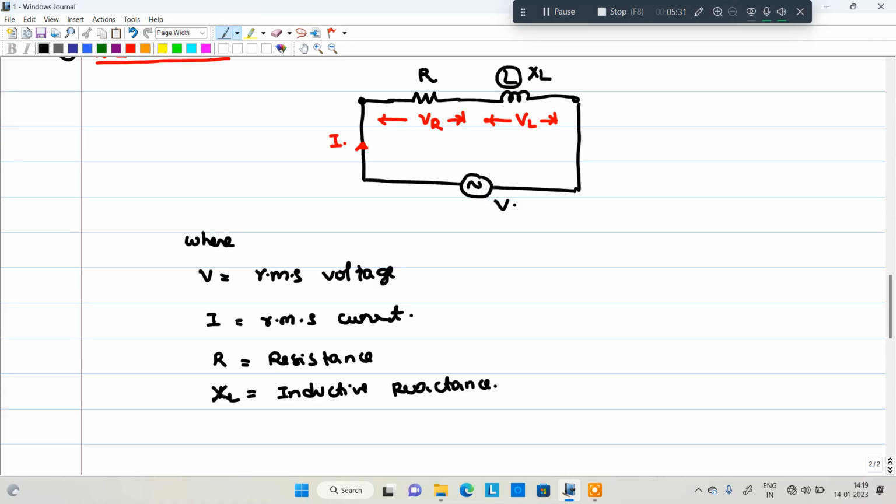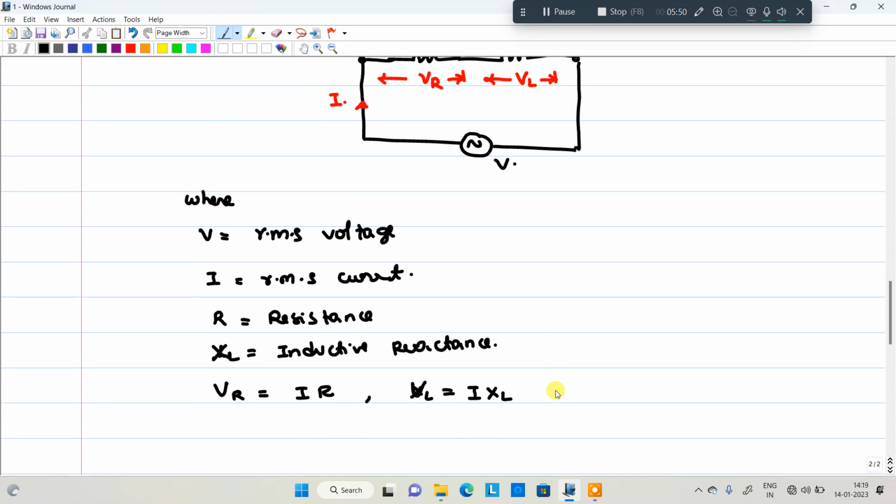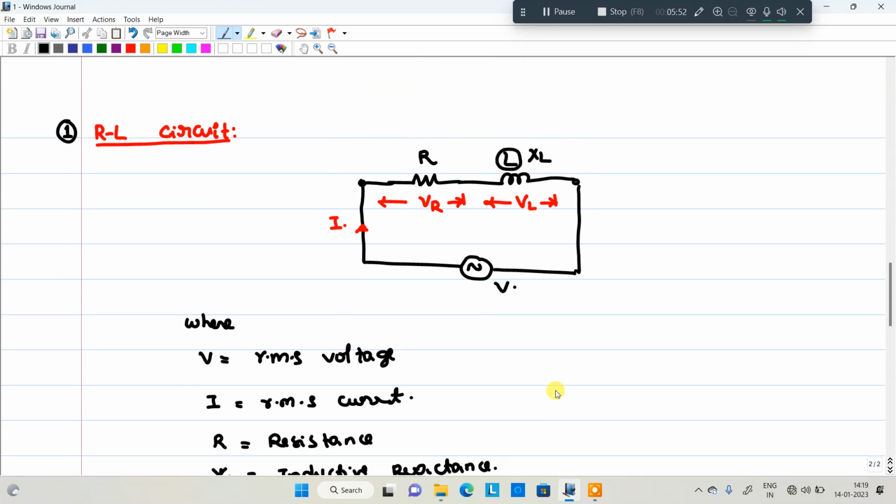VR is the voltage across the resistor, which is equal to IR. VL is the voltage across the inductor, which is the current multiplied by XL, the inductive reactance. From the previous class, we know that in the case of a resistor, voltage and current are in phase. In the case of an inductor, current lags the voltage by 90 degrees.